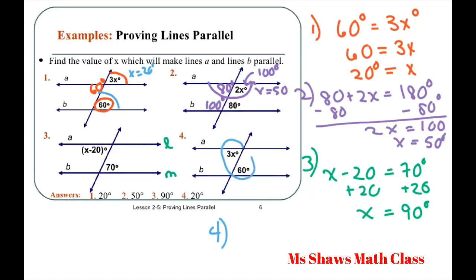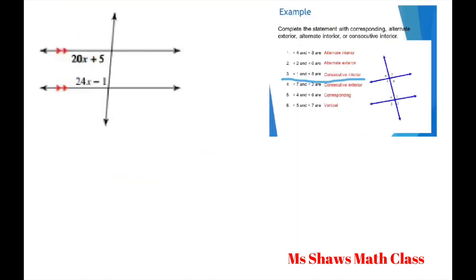Alternate interior angles, so they should be equal. So you do 3x equals 60. Divide both sides by 3 and you get x equals 20. So if x is 20, then these lines L and M are parallel. Now let's get into some harder ones. We have these two parallel lines.